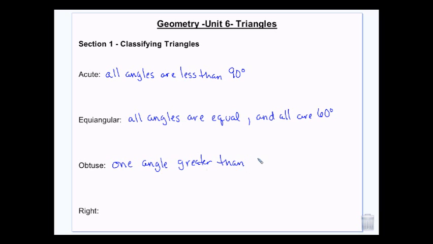Why isn't it just called equilateral? Yeah, that is true. Yes? Hi. Hi.